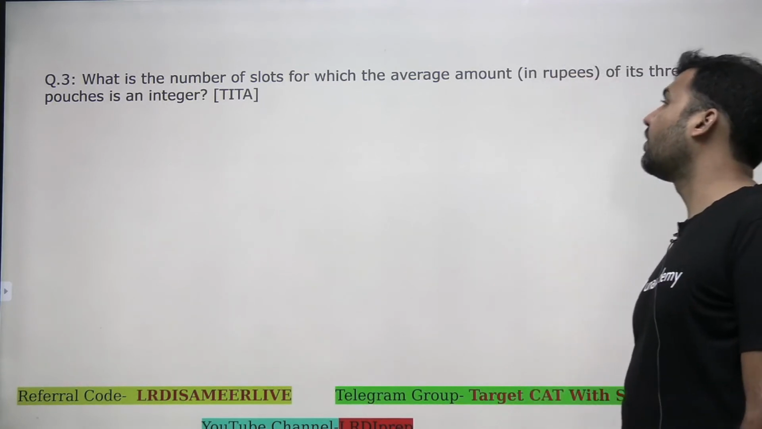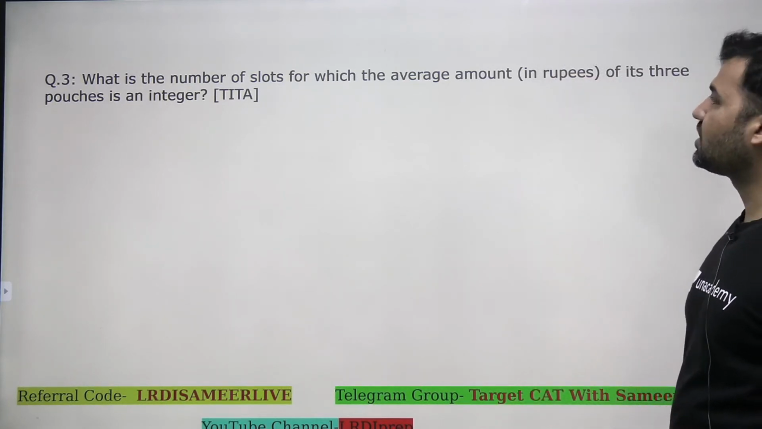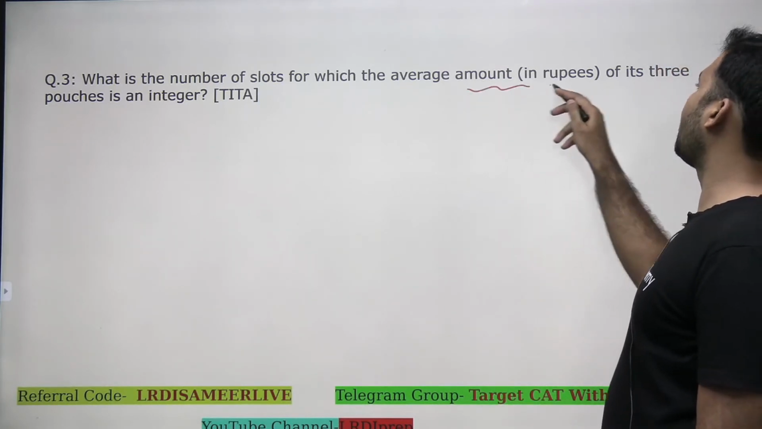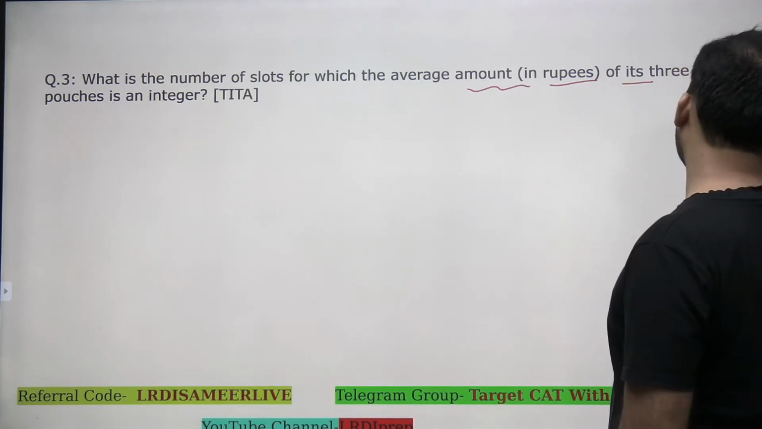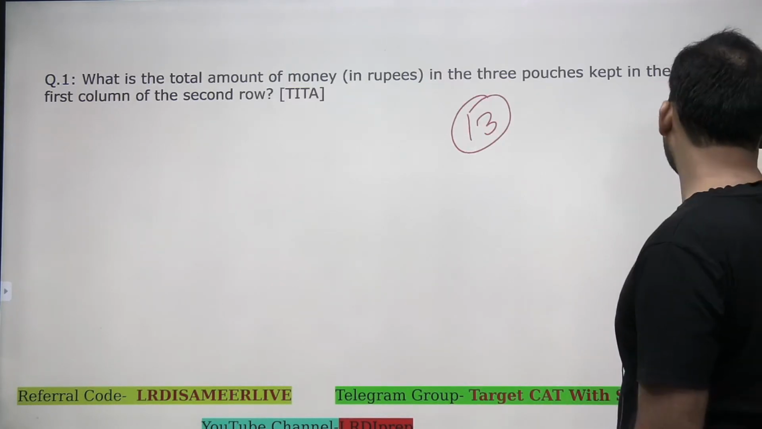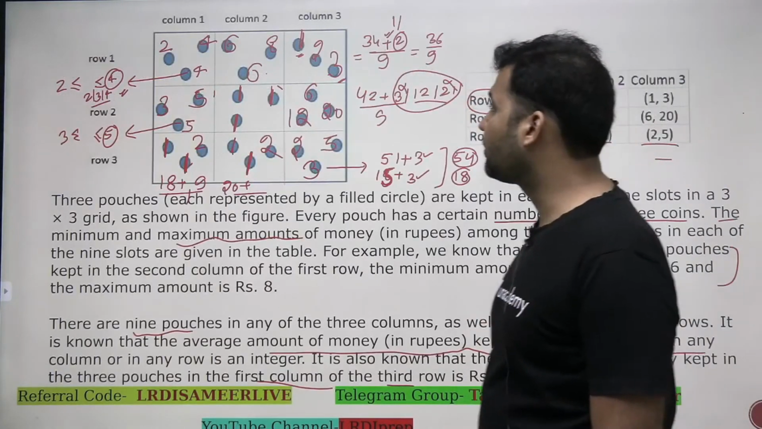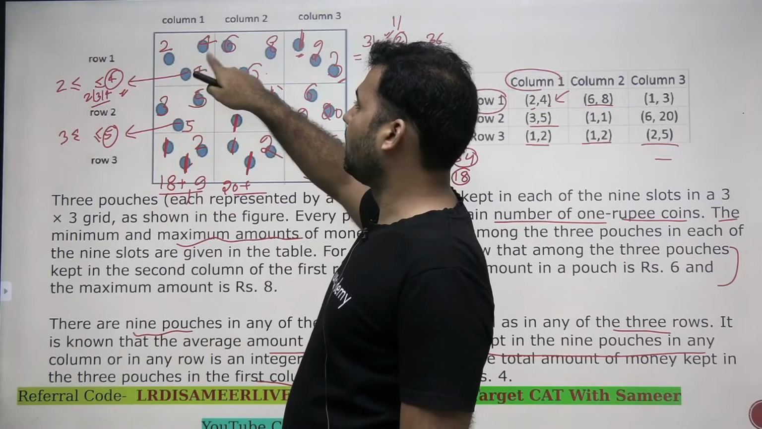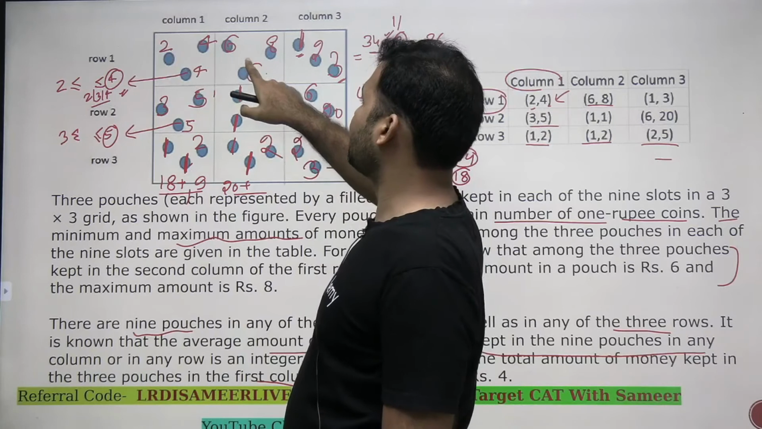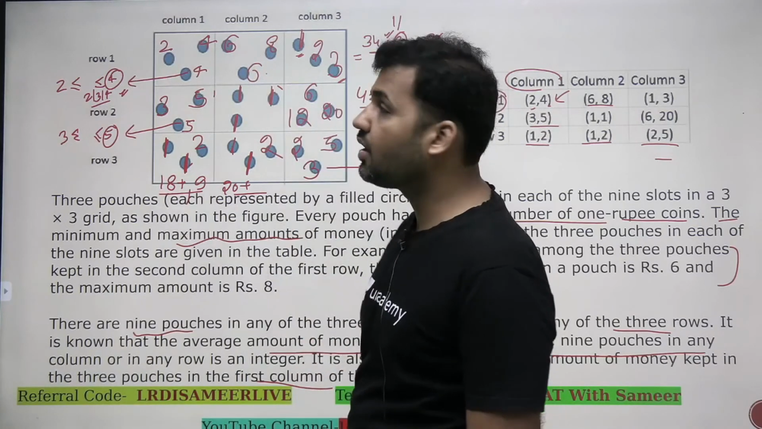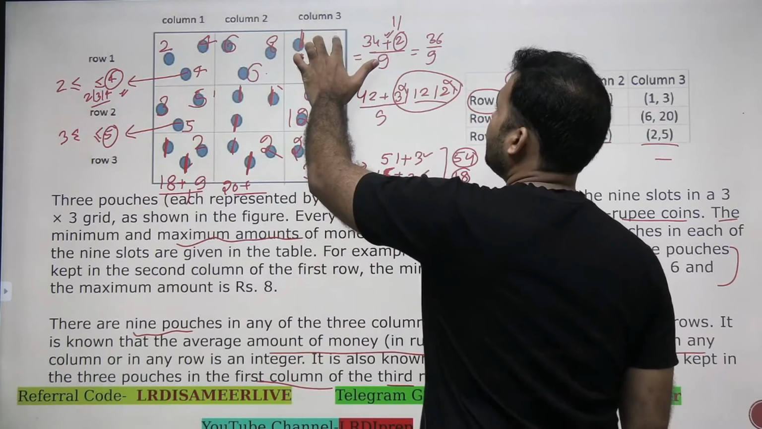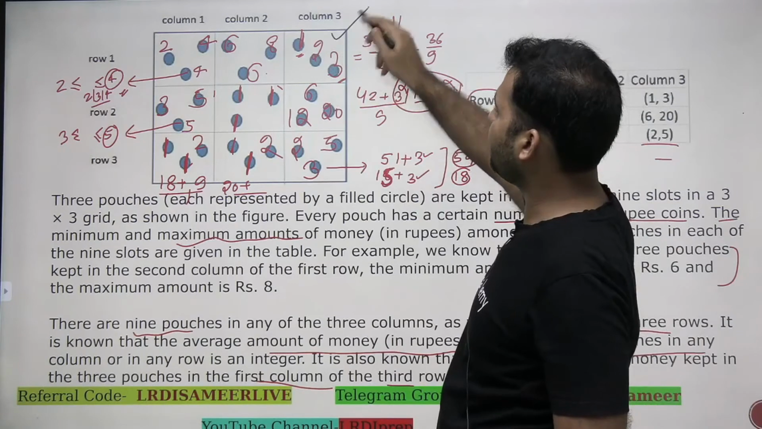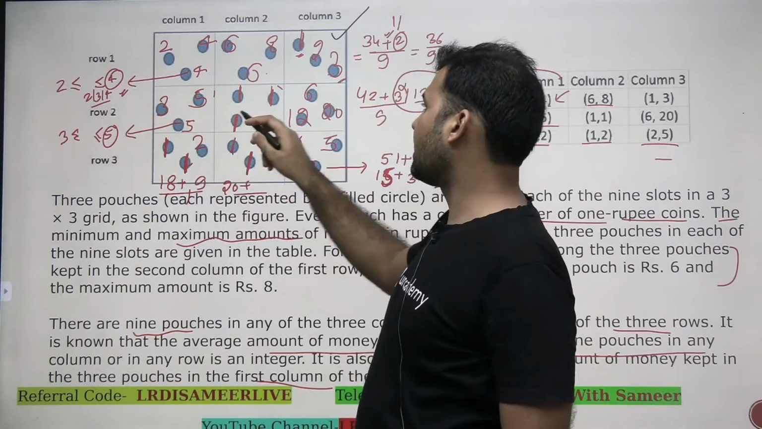What is the number of slots for which the average amount in rupees of its 3 pouches is an integer? If I'm looking for the average of 3 pouches, the total should be a multiple of 3. This is having a total summation of 10. So this is not a multiple of 3. 6 plus 6 plus 8 is 20, not a multiple of 3. This you can see is a multiple of 3, right? This particular cell is a multiple of 3. 3 plus 2 plus 1. This is a multiple of 3. 5, 5, 10, 13 is not a multiple of 3. 1, 1, 2, 3.